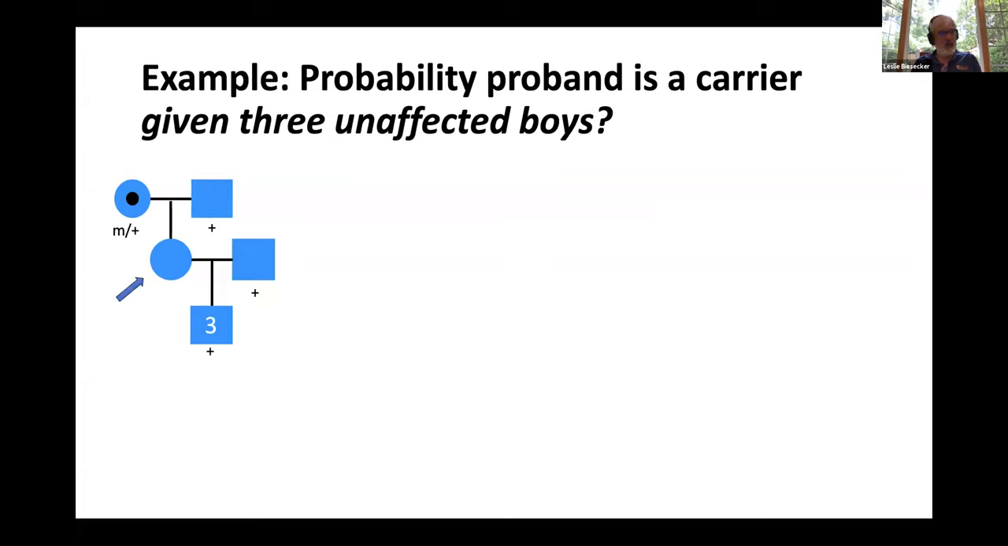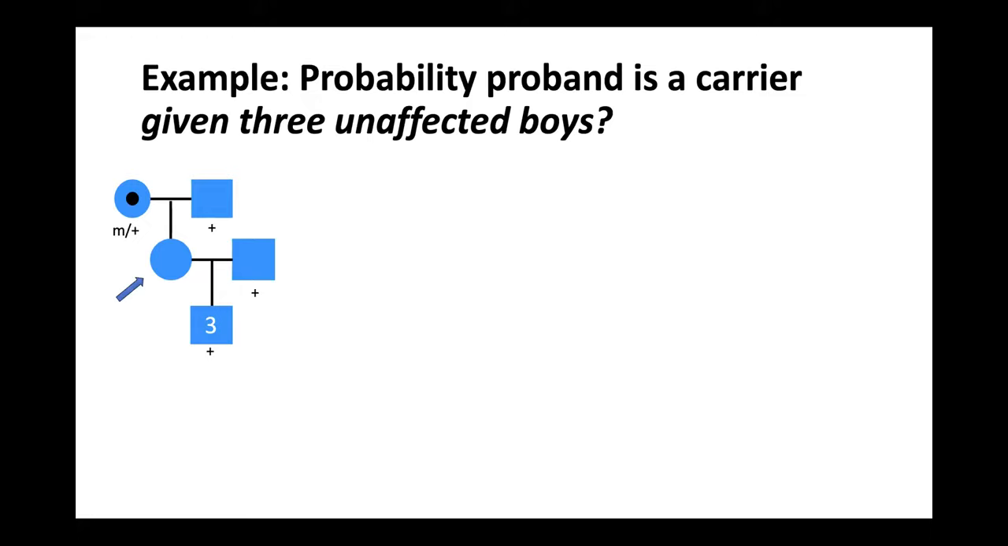But my doctor said I should come back and talk to you again because I've now gone and had three unaffected boys, and I want to know what is my likelihood of being a carrier now. What would your answer be, Jenny? You don't have to give it a number. Yeah, I'm glad I don't have to give a number. That would be delving into my dim and distant past.